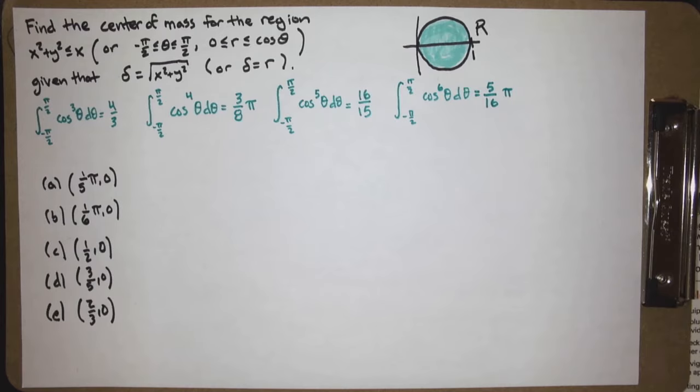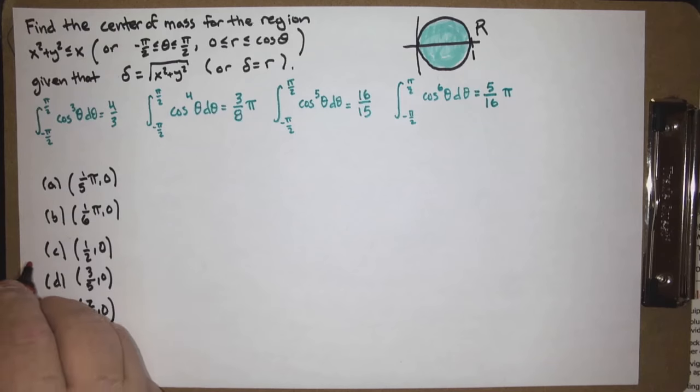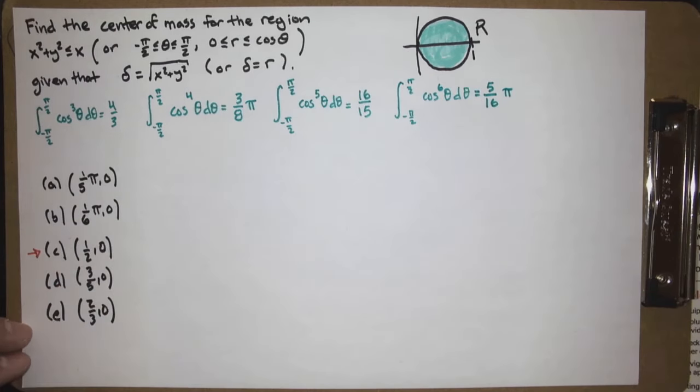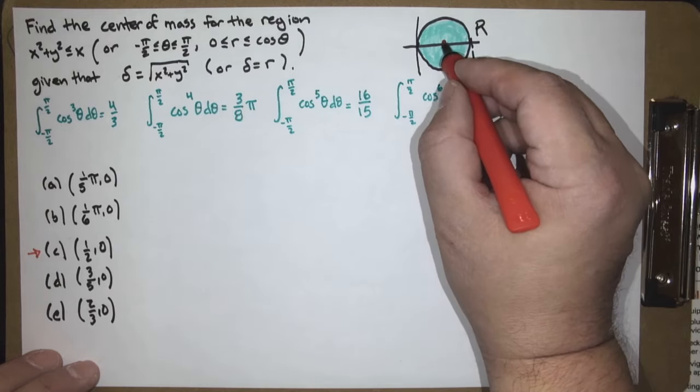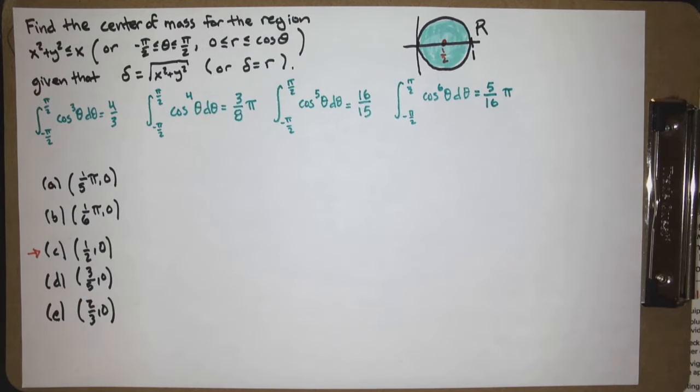Let's make a comment about something that is both very tempting, and then say, this can't be the right answer. C. C is very tempting? Yes. Okay, C is very tempting. Why is C very tempting? Well, hey, there's a half, right in the middle, right in the center. Shouldn't that be the center of mass? 1/2, 0, very tempting. Why is it not 1/2, 0?